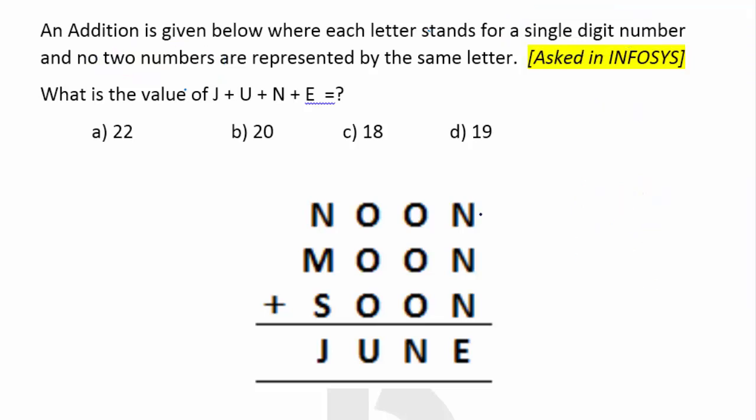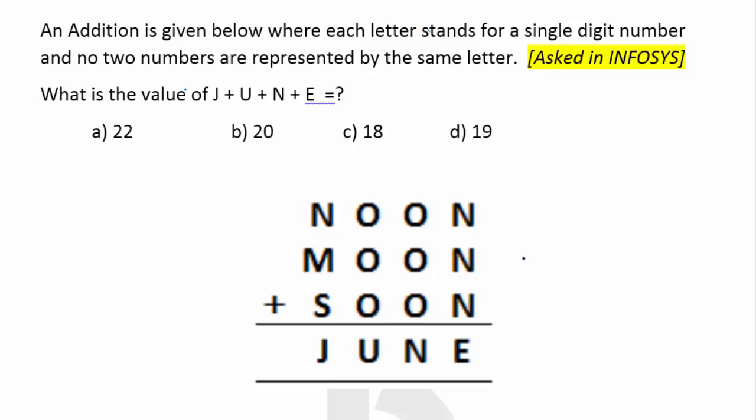He said N, N, N: when we add, we get a letter called E. O, O, O gives the letter N. In the same fashion, if you add O, O, O, it makes U, and N, M, S makes JUNE. So NOON plus MOON plus SOON has to give JUNE. What is the value of J plus U plus N plus E? This is what is asked in the question.